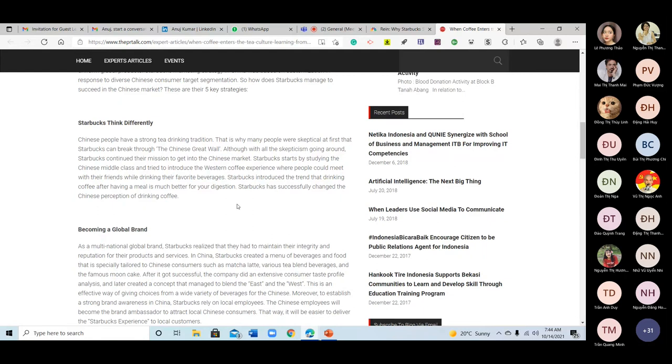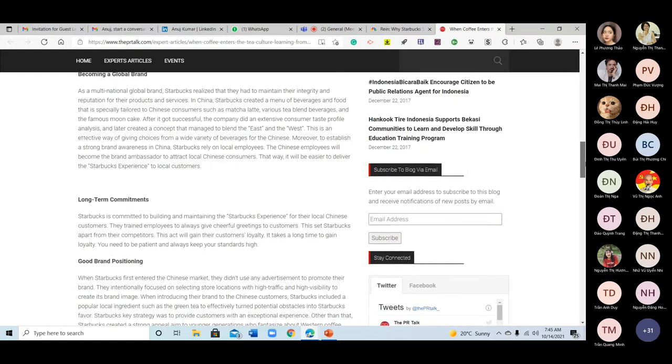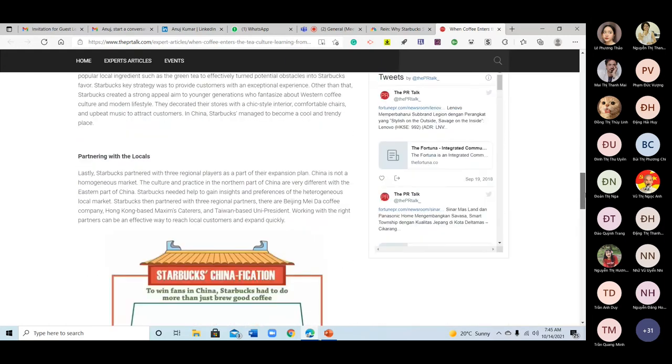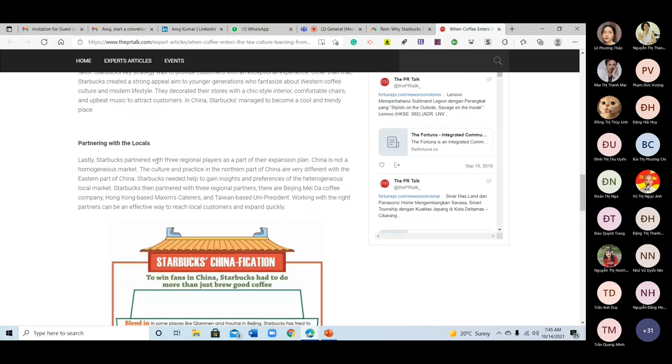Starbucks starts by studying the Chinese middle class, trying to introduce the Western coffee experience where people could meet their friends while drinking their favorite beverages. Starbucks introduced the trend that drinking coffee after having a meal is much better for your digestion, becoming a global brand. Prior to entering, good brand positioning, partnering with locals. Lastly, Starbucks partnered with three regional players as a part of its expansion plan.